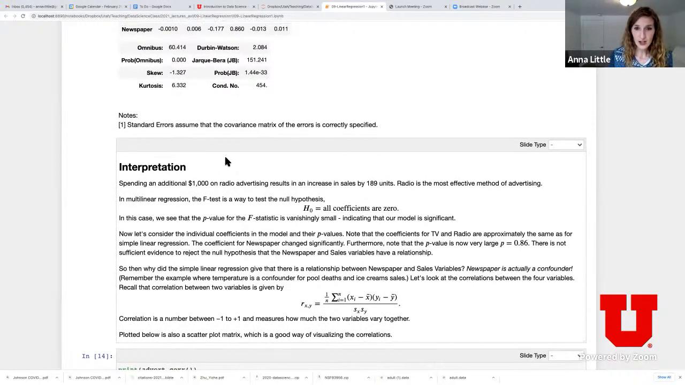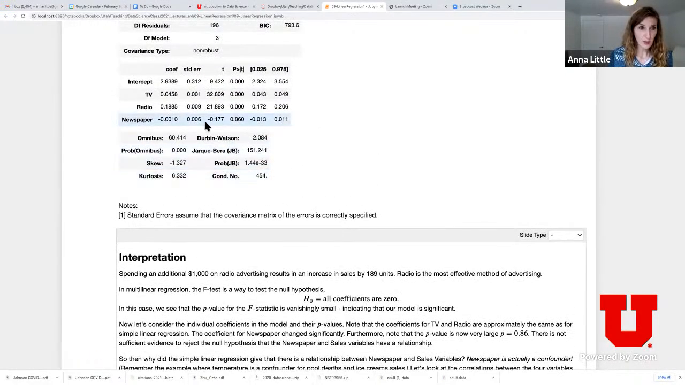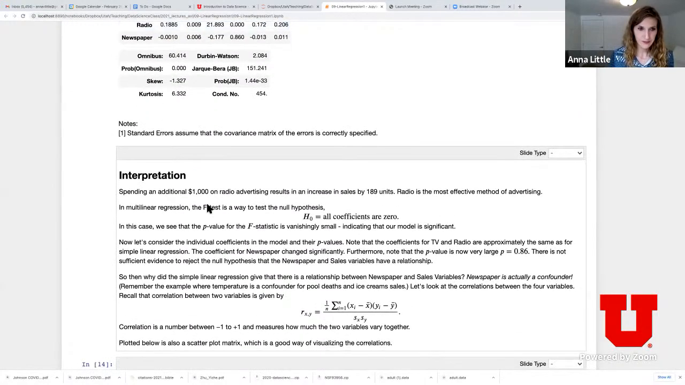Okay, and you can again interpret the slopes in the same way. So spending an extra $1,000 on TV, you should sell about 46 more units, and spending an extra $1,000 on radio, you should increase by 18 or 19 more units. So again, the steepest increase is occurring here for radio.